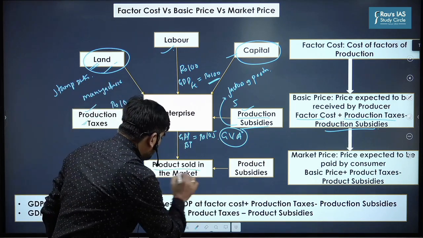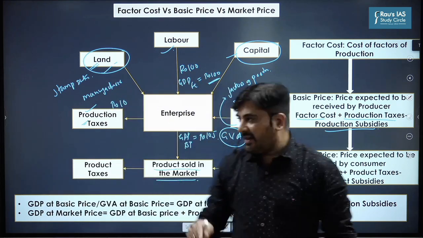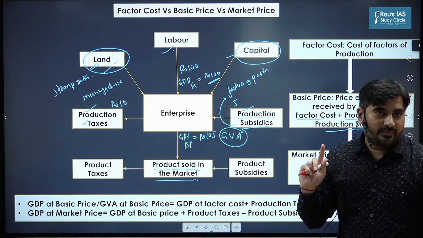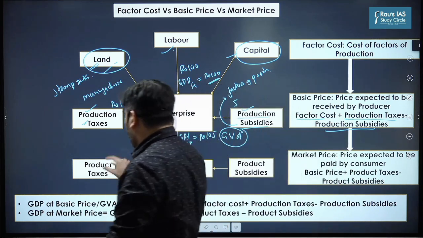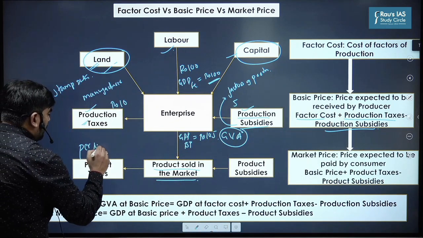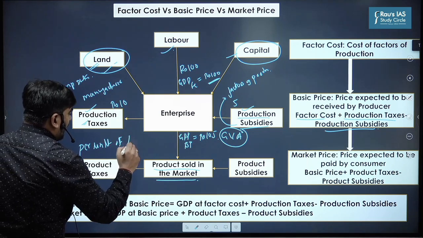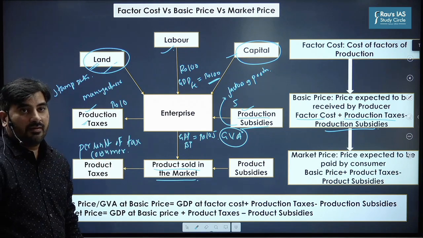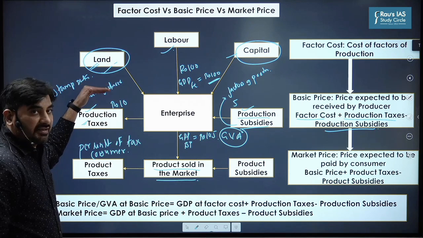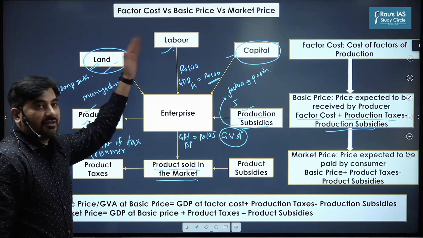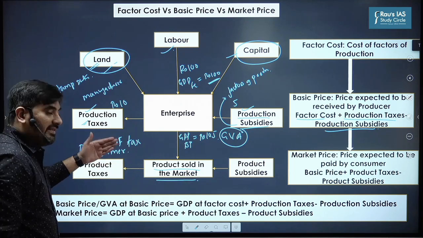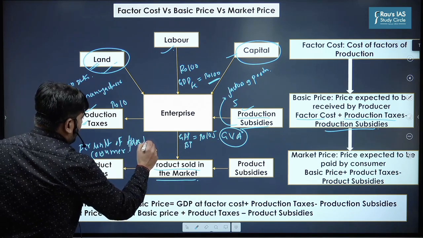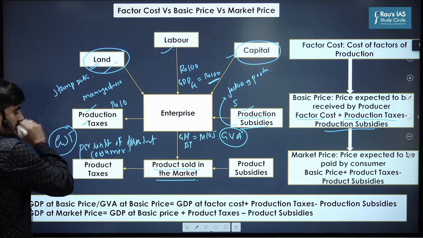Let's try to find out the GDP at market price. See, just like how you have production taxes and production subsidies, here you have product taxes and product subsidies. The difference here is product taxes are applicable on per unit of product. And who is paying these product taxes? They are paid by the consumers. Production taxes are applicable to the manufacturers. They are applicable on factors of production. Product taxes are paid by the consumers and they are applicable on per unit of product. And the best example happens to be GST.